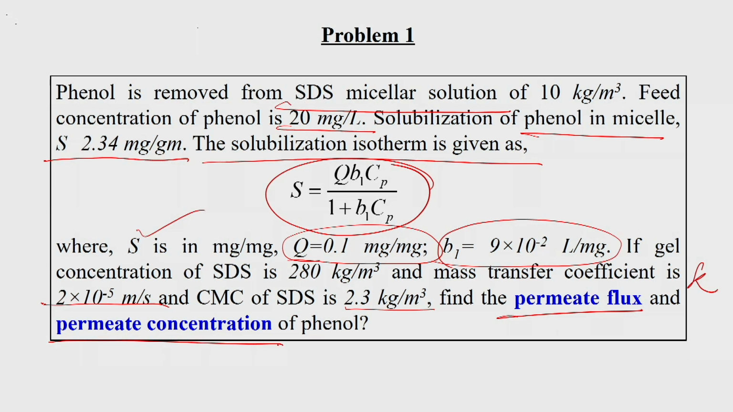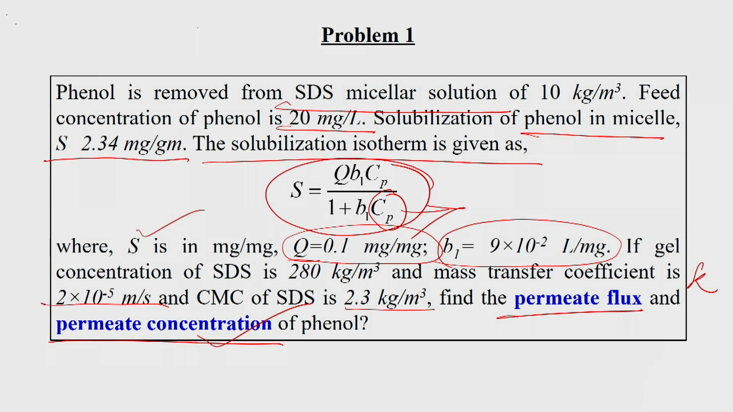But we do not know the solute concentration of the phenol in the permeate. That we need to find out. If we know the retention, from there we can get the solute concentration in the permeate. Okay. Now, we will be solving this one.